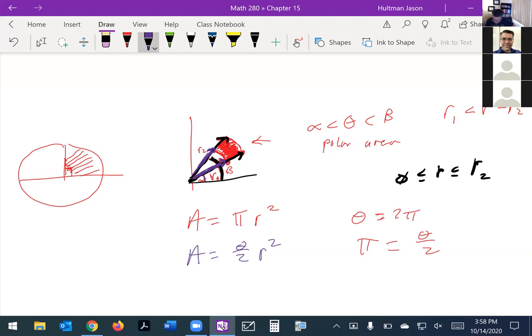Here's my area. If it was the whole thing, it would be 2 pi. But theta is a fractional amount of 2 pi. So pi is a fractional amount of theta over 2.